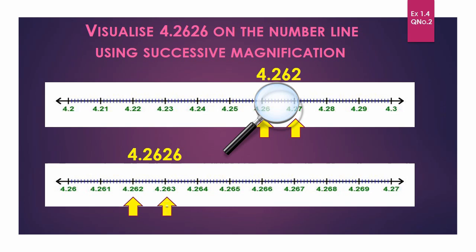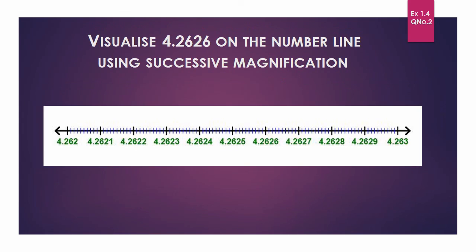Magnify the portion of the number line which lies between 4.262 and 4.263. Divide it into 10 equal parts. Sixth part from 4.262 represents 4.2626. Finally, the number 4.2626 lies in here.